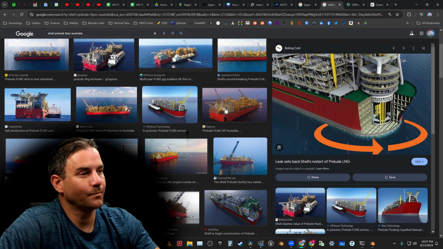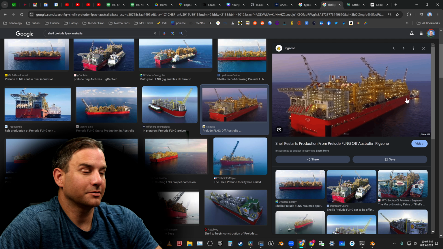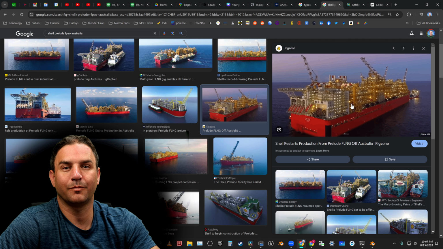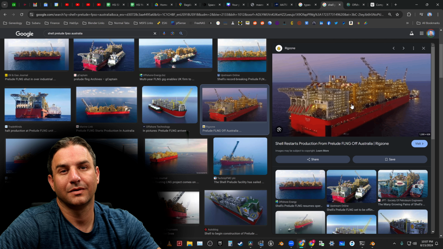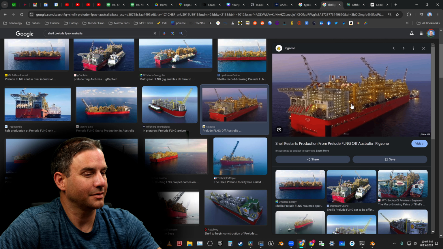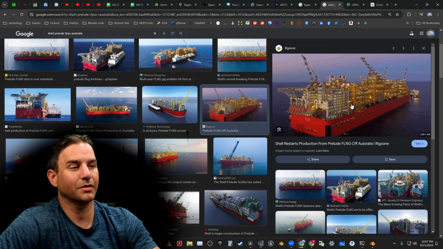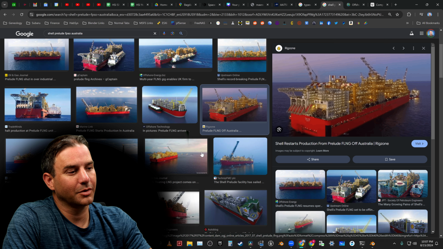So look how enormous the structure is. And this is just floating pretty much like a ship. It's designed to be out there pumping natural gas, I believe, for 20 years. It's off the coast of Australia. It's very far off the coast of Australia, but that's the closest landmass, I believe, to where they have it stationed.